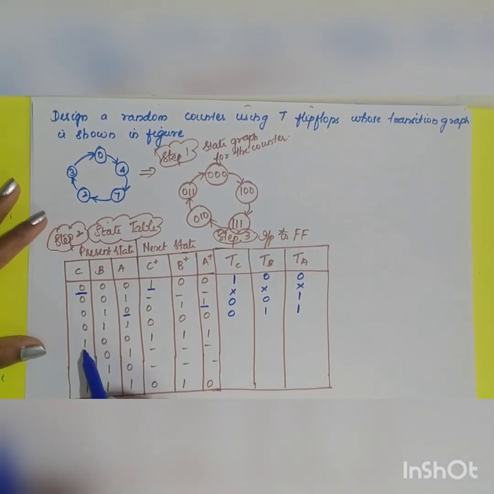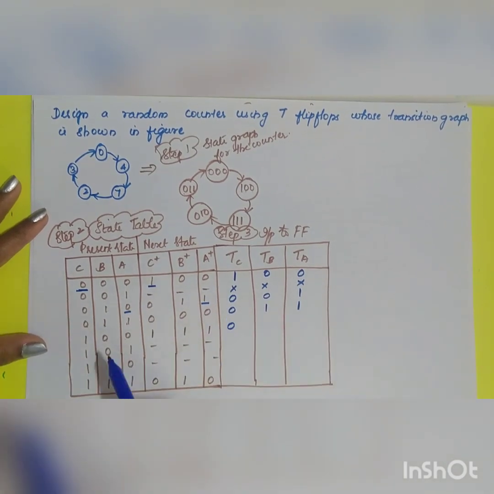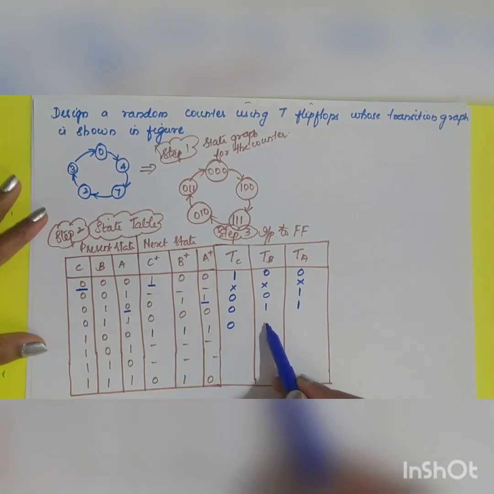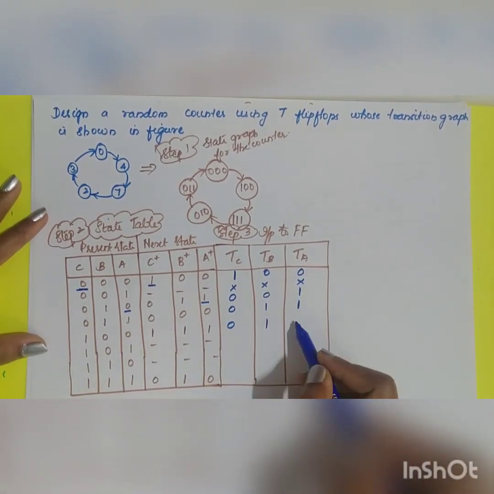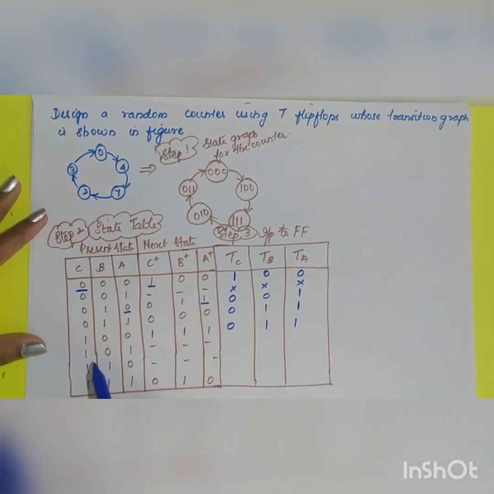Let us see the next case. C is equal to 1, C plus is equal to 1, no change, so it will be 0. B is equal to 0, B plus is equal to 1, so there is a change. A is equal to 0, A plus is equal to 1, there is a change. Okay, what will be your next condition?